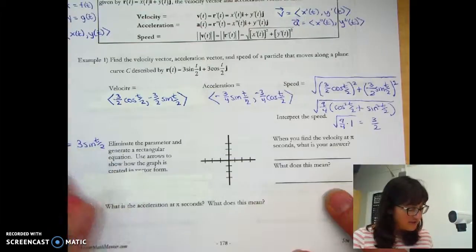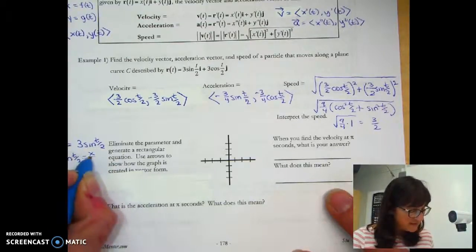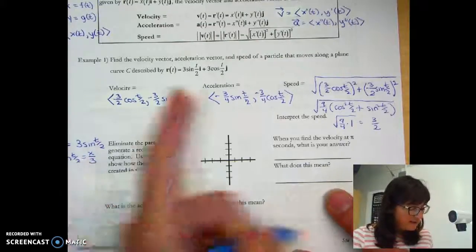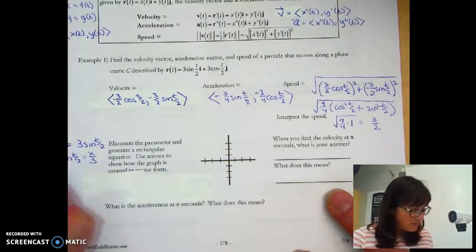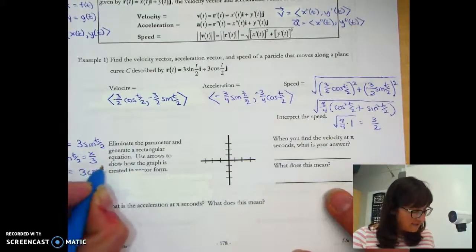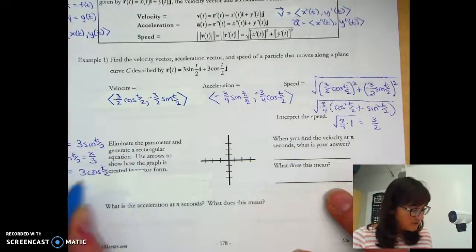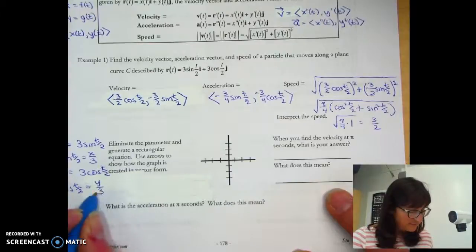And I'm going to solve that for sine. So sine of t divided by 2 is equal to x divided by 3. And I'm going to do the same thing with the cosine equation. Y is 3 cosine of t divided by 2. And I'm going to solve this for cosine. So I'll get cosine of t divided by 2 is equal to y divided by 3.